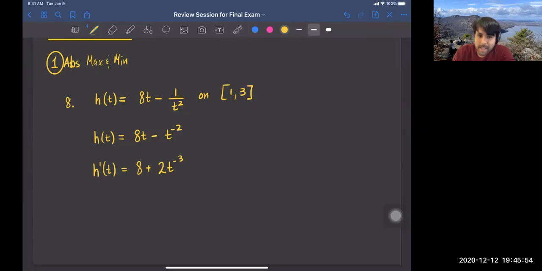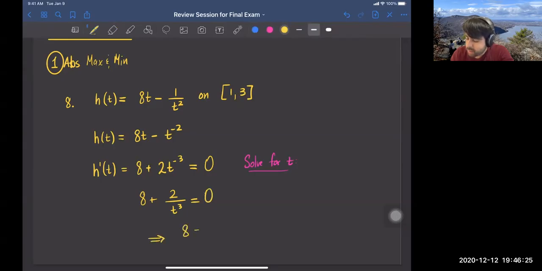And then I'm going to set it equal to 0. So after I set it equal to 0, what am I trying to do? Solve for t, correct? So I'm going to get t by itself. I'm just going to rewrite this as 8 plus 2 over t cubed equals 0. So then 8 is equal to negative 2 over t cubed.